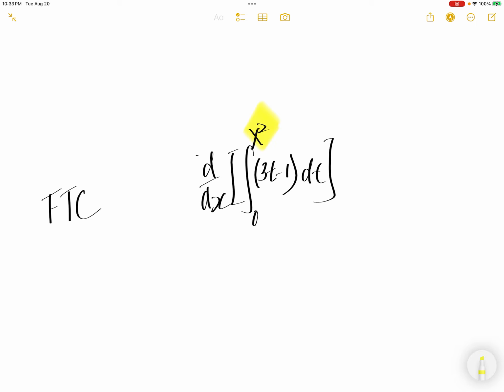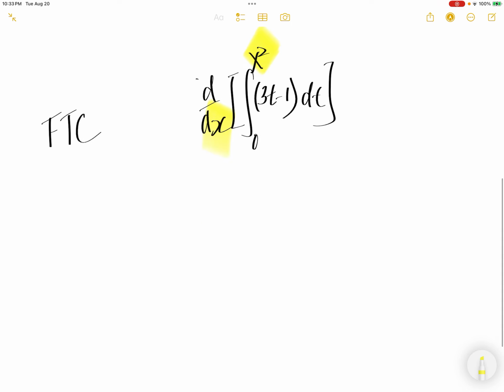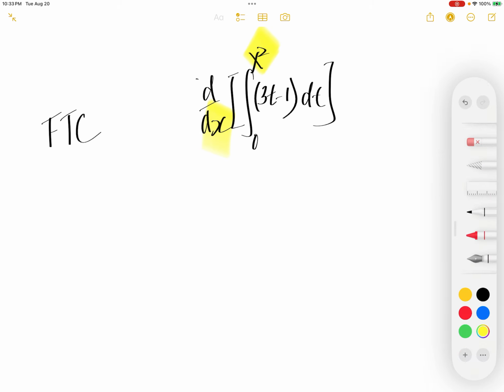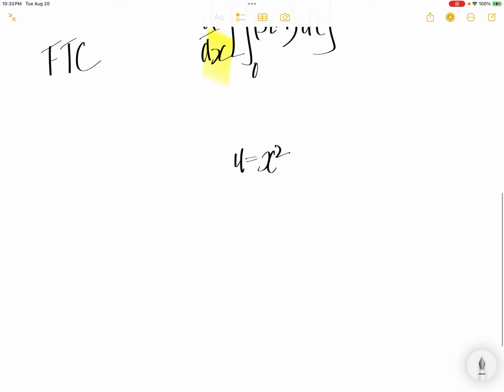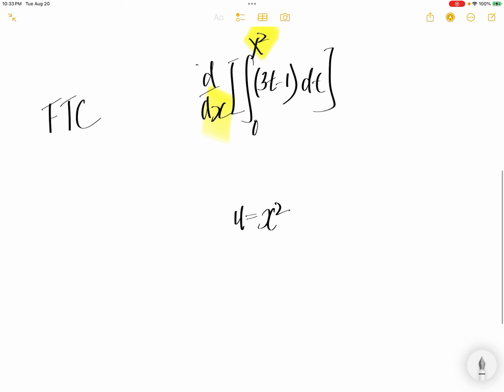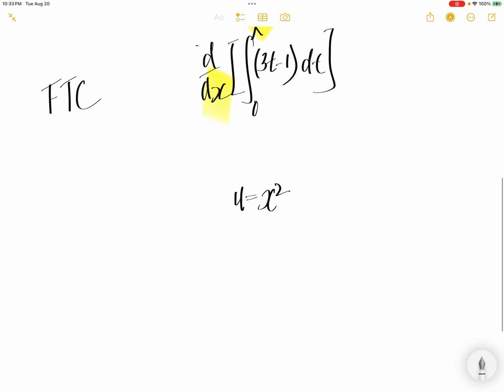But notice that the upper limit here is not the regular x. It is x squared. So we need to do something with it. So we are going to let u be equal to x squared.